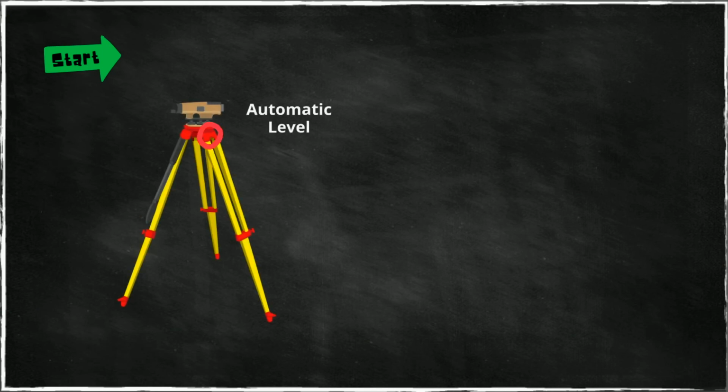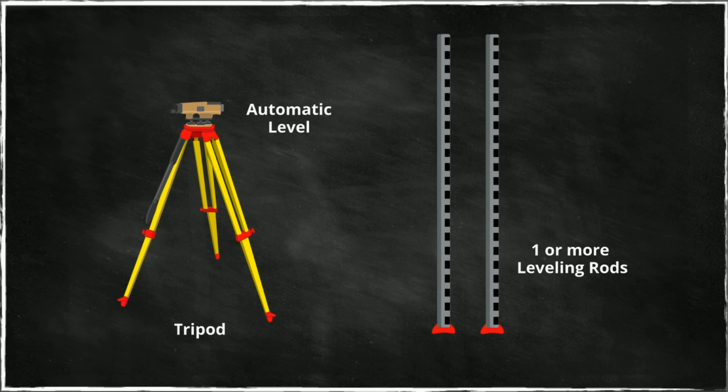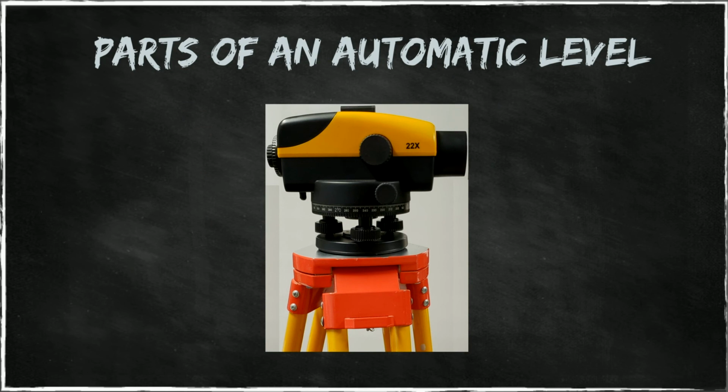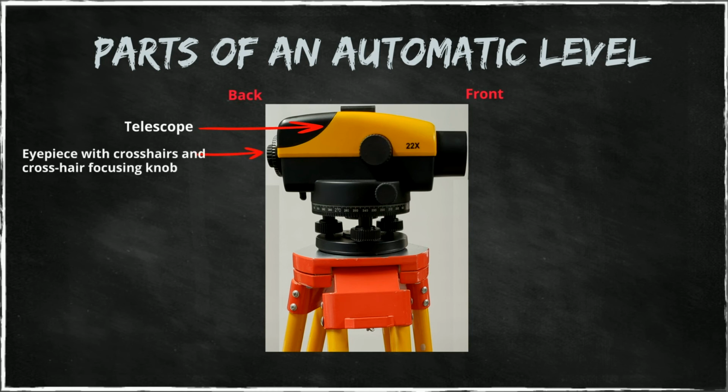Now, to use the instrument, we need 3 important parts. The instrument itself, the automatic level, a tripod on which this instrument is standing, and a leveling rod. There may be more than one rod. Now, looking at the instrument in more detail, the parts of the automatic level consists of a telescope at the top, where this is the front and this is the back. This is the eyepiece through which the operator looks, and this is a focusing ring for the eyepiece.